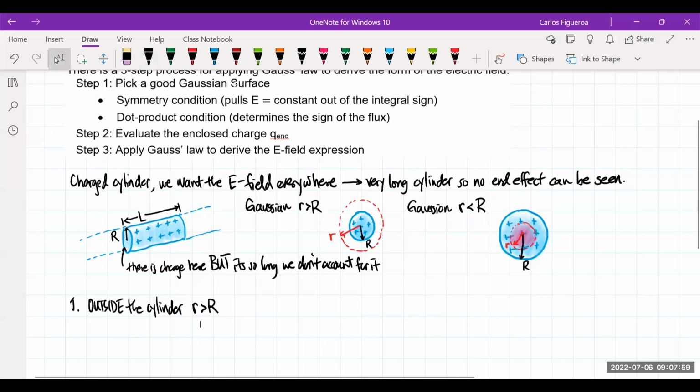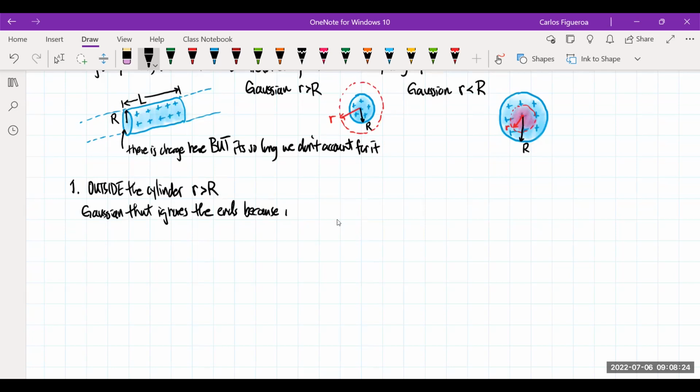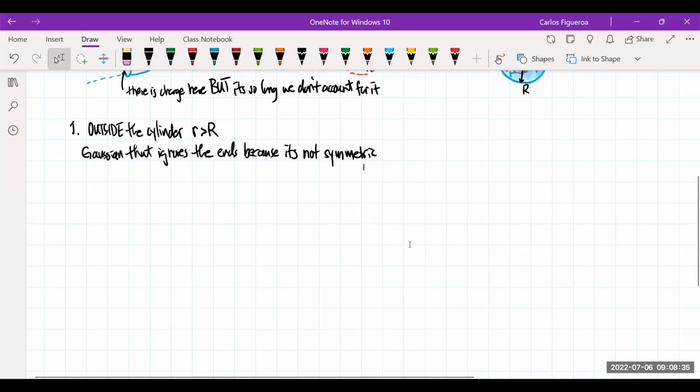So the first thing I got to do is I got to pick a Gaussian surface. So here I go. The first thing I'm going to do here is that I need my Gaussian that ignores the end pieces because it's not symmetric there. So we have to ignore the end pieces. So now here I go.